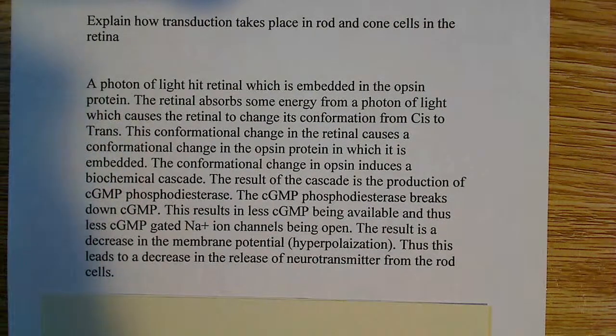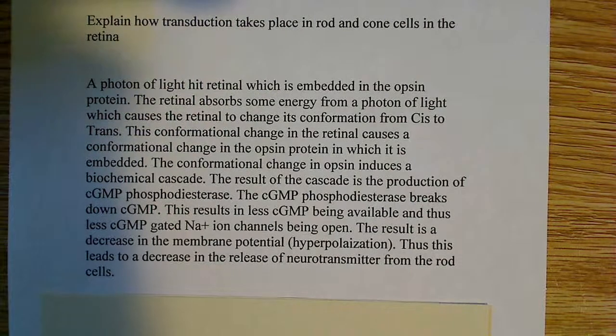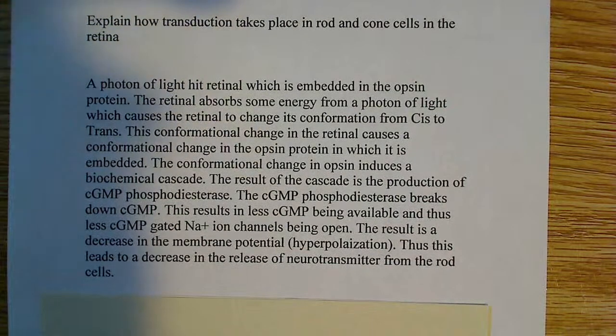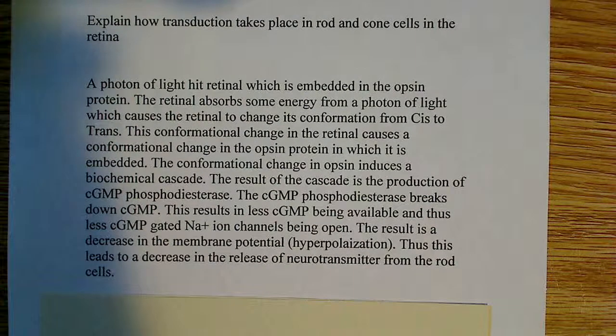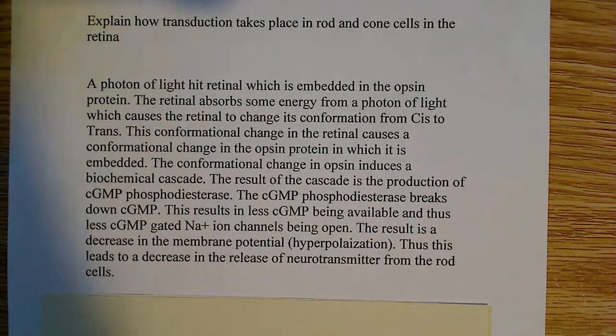So the first thing that happens is a photon of light hits retinal, which is embedded in the opsin protein. Okay, so there's this retinal, it's embedded in the opsin protein, and it's going to absorb a photon of light. It's going to absorb some of the energy. So the retinal absorbs some energy from the photon of light, which causes the retinal to change conformation. This is a classic situation in biology where you see some form of energy causing some conformational change in a protein, and that's essentially what's happening right here.